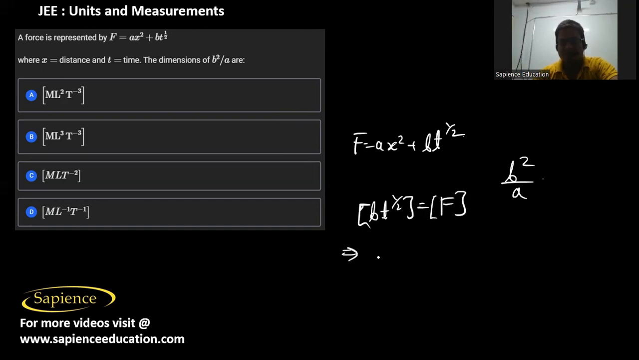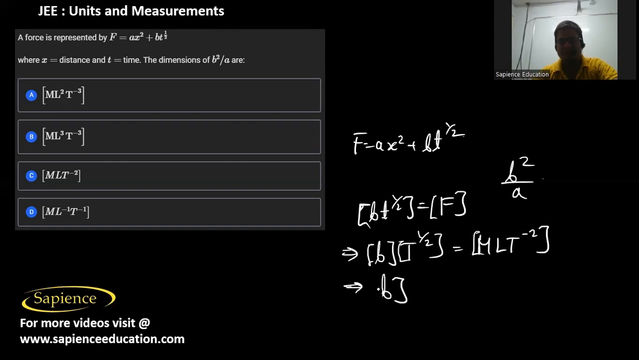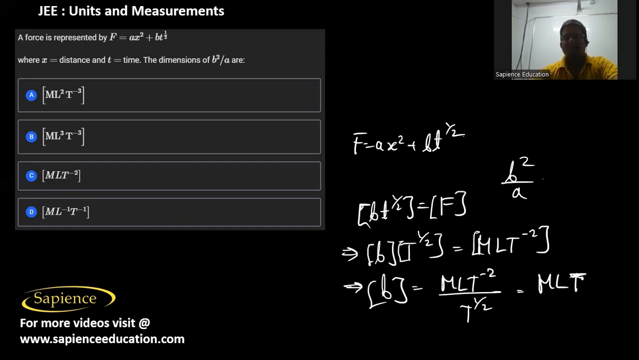Okay. So here the dimensional formula for b t power half is the same as that of force. So therefore this will be the dimensional formula for b into the dimension for t power half, which is equal to the dimensional formula for force, which is M L T power minus 2, since it is mass into acceleration. So the dimensional formula for b will be M L T power minus 2 divided by T power half. So that will be equal to M L T power minus 2 minus half, that is M L T power minus 5 by 2.